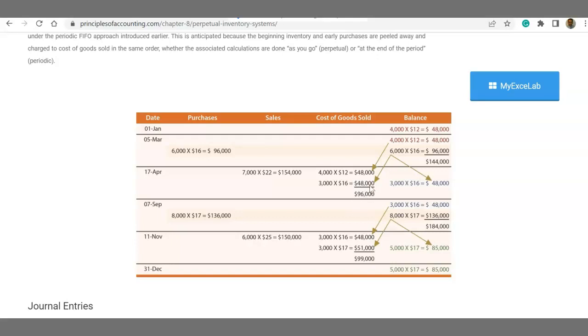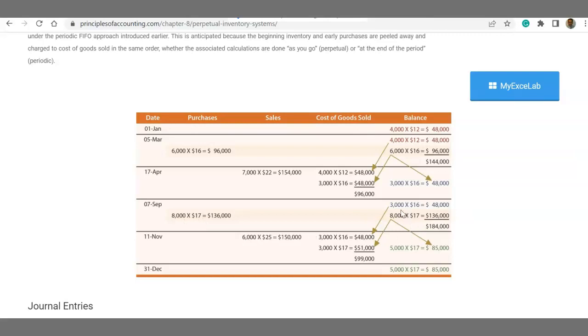So the cost of goods sold will be $96,000, and the leftover is from the second layer, which is 6,000 minus 3,000 sold. That means 3,000 left. So keep that layer available over there. And then in September, you bought a brand new set of inventories, 8,000 units at $17 this time. As you see, prices are rising.